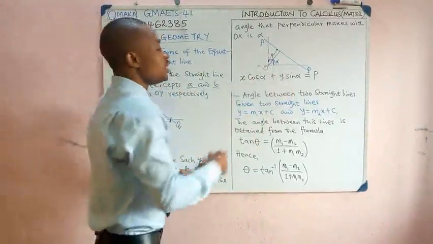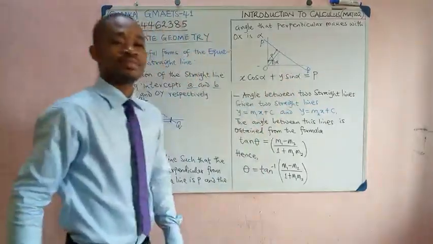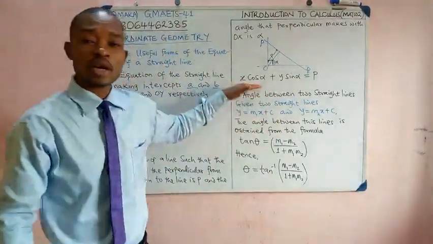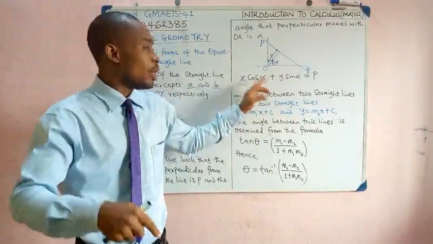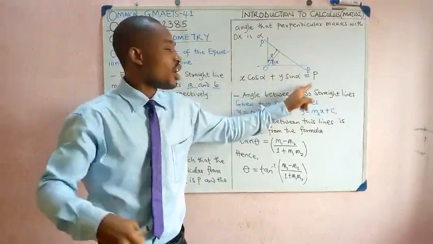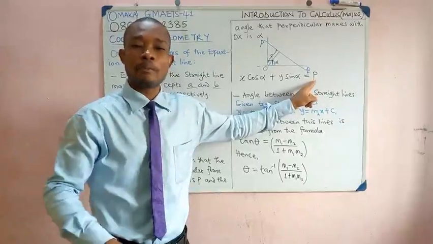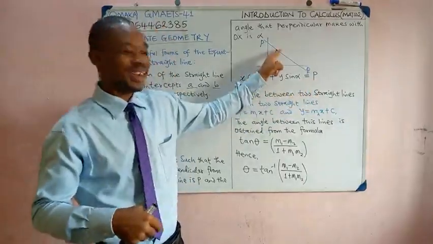Now how do you determine the equation of this line PQ? That's the point. Now to get the equation, look at the formula. It's going to be x times cos alpha plus y times sin alpha, everything equal to p, p being the length of that perpendicular line from the origin to the line whose equation you are looking for.